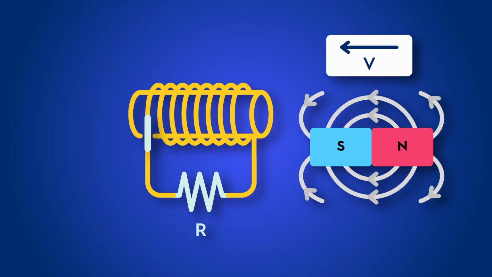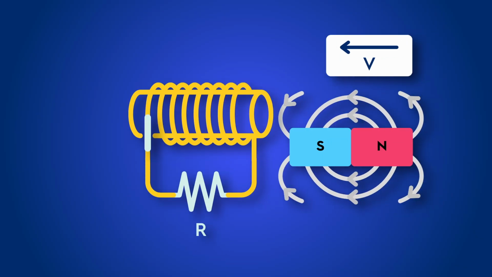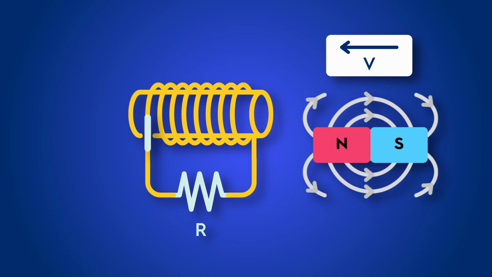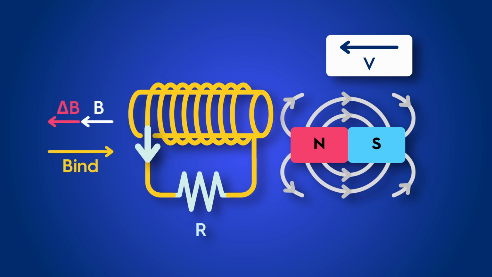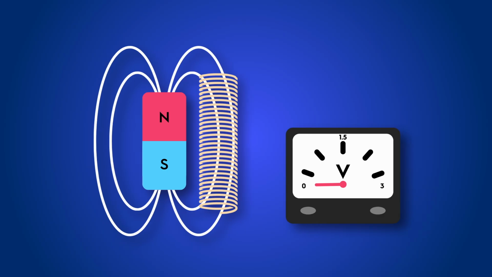But direction matters too. Lenz's law says the induced current acts to oppose the change in flux. If the magnet's field into the page is increasing, the coil makes a field out of the page to oppose that increase. Let's calculate an actual EMF.